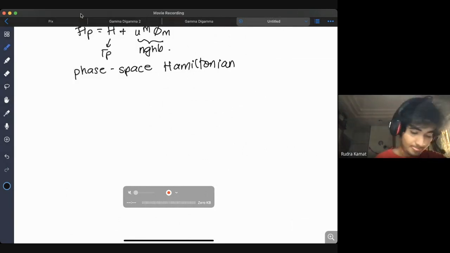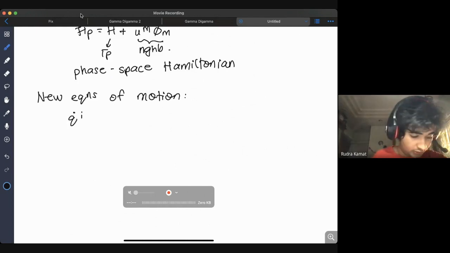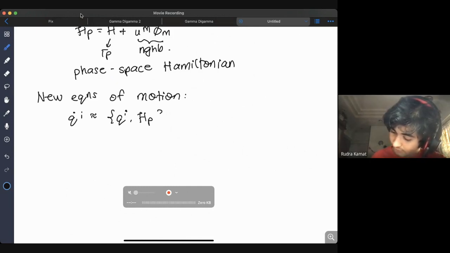Okay, so the new equations of motion from what we did so far are going to be: q_i dot is weakly the Poisson bracket of q_i with the phase space Hamiltonian, which you can sort of decompose by the definition of the phase space Hamiltonian.